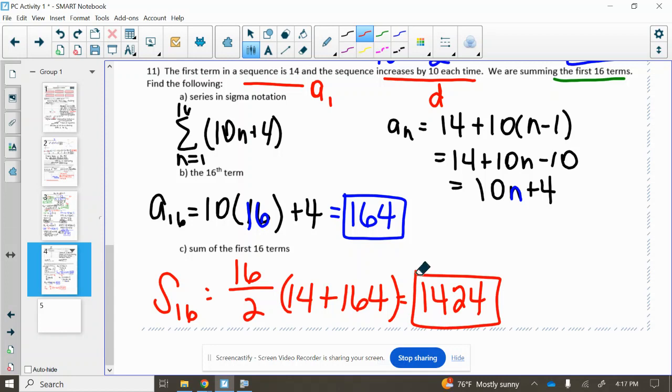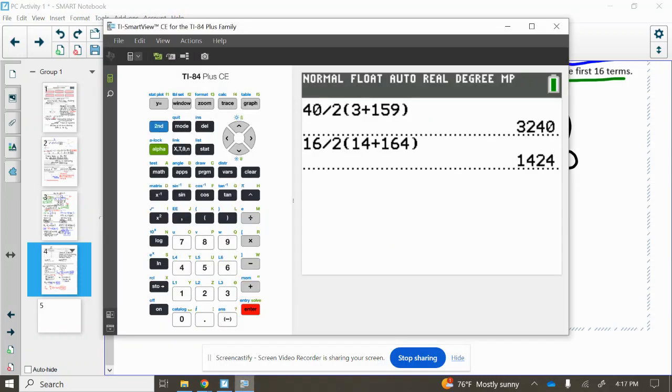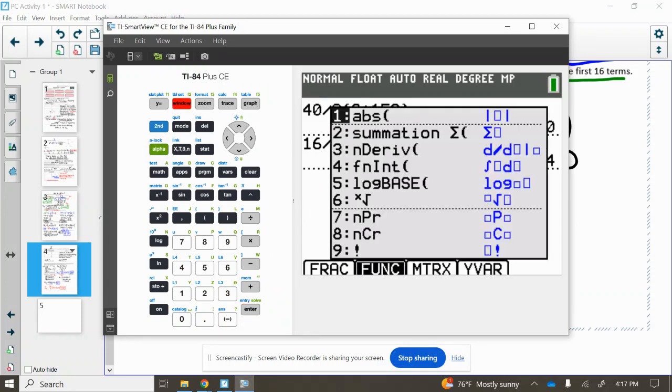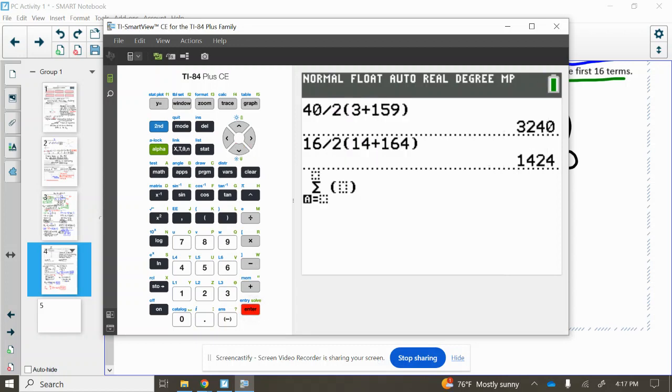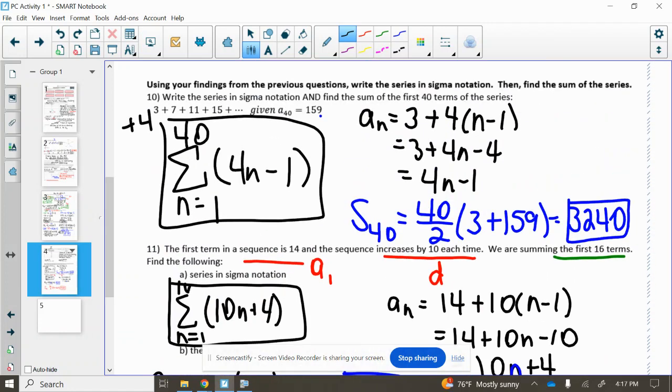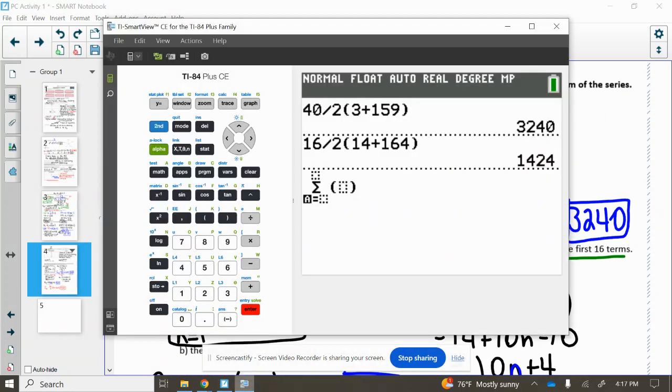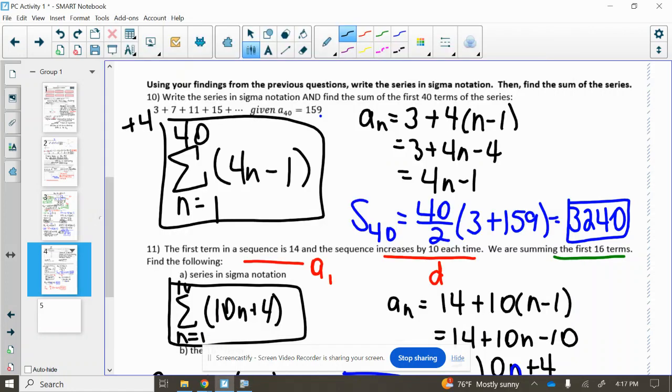Now, something kind of interesting about these as well: those of you with a newer calculator can do this in your calculator using your sigma. If you take alpha window and scroll down to option 2, your summation, you can type in these values. So for our first example with 40 terms, instead of using n, you're just going to use x, start at 1, go up to 40, and then type in the rule we had, 4x minus 1. And we see that the sum was 3,240. So it does the same thing as our formula.